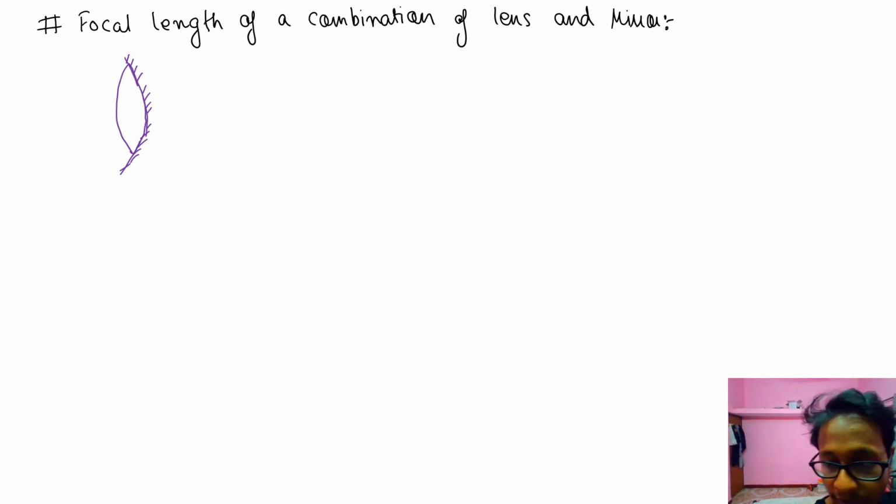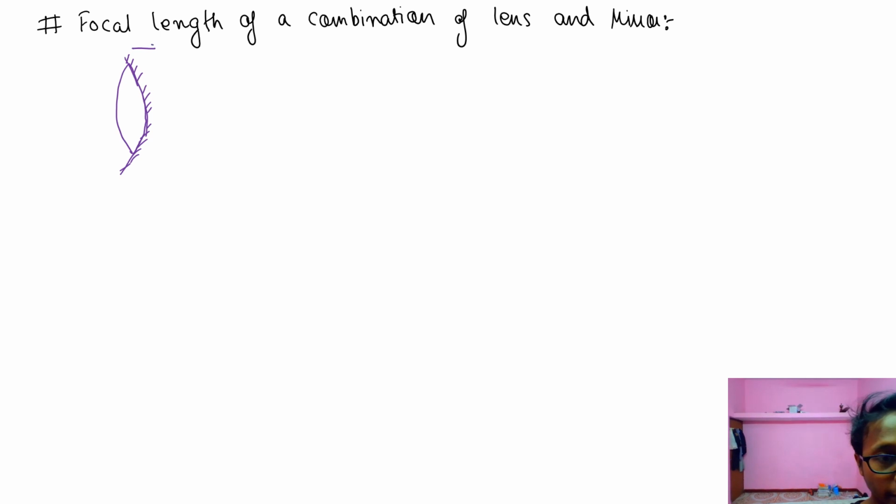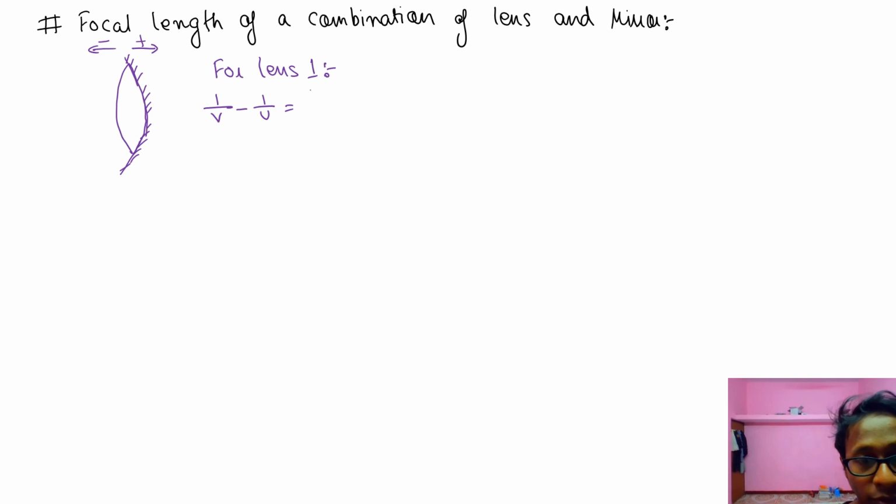So here, if we consider this direction to be positive and this direction negative, then for device 1, the lens, for the first refraction, 1 by v minus 1 by u is equal to 1 by f1, where f1 is the focal length of the lens and f2 is the focal length of the mirror.